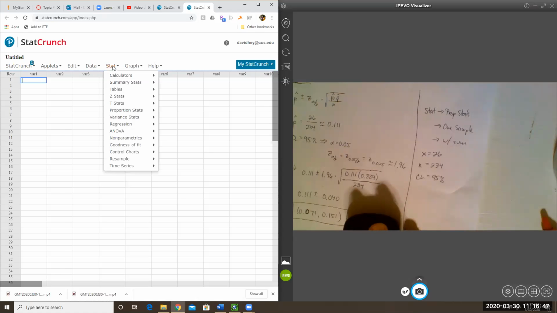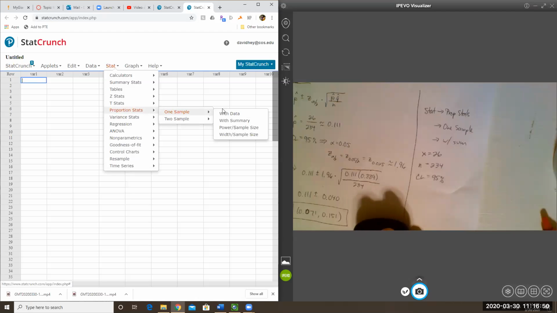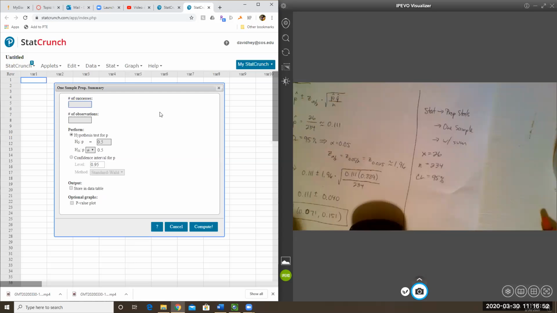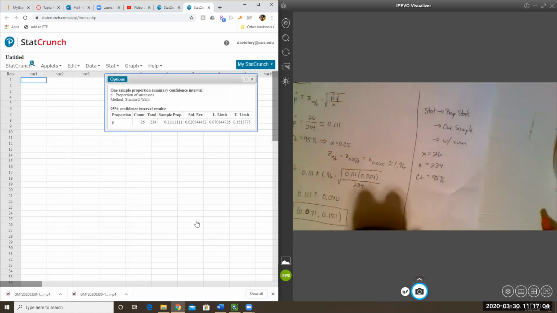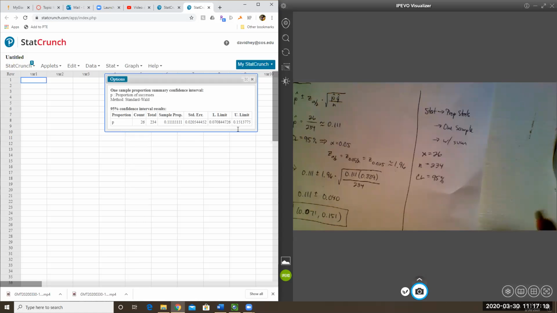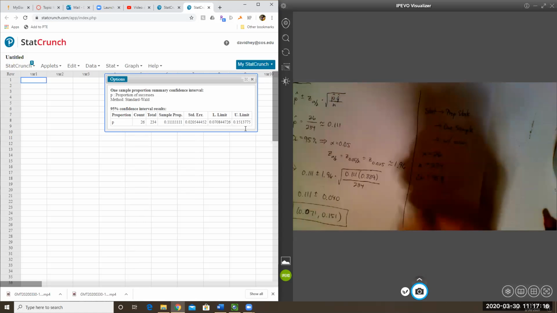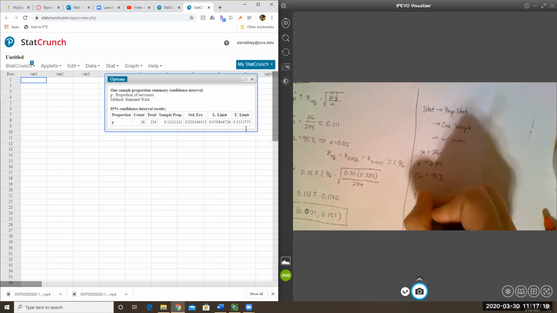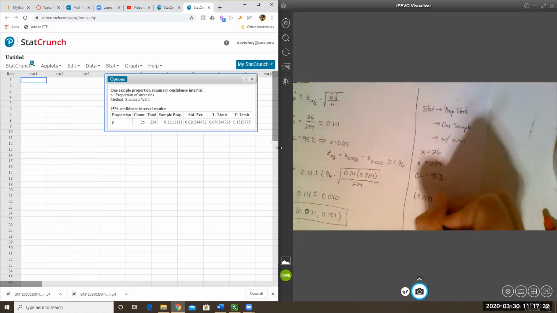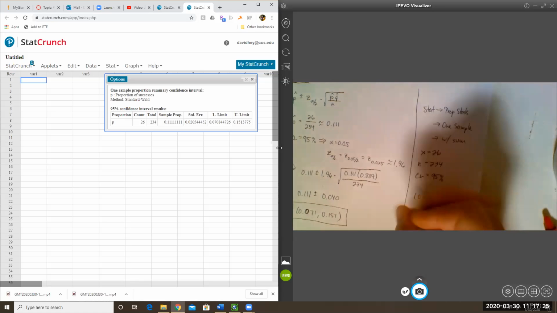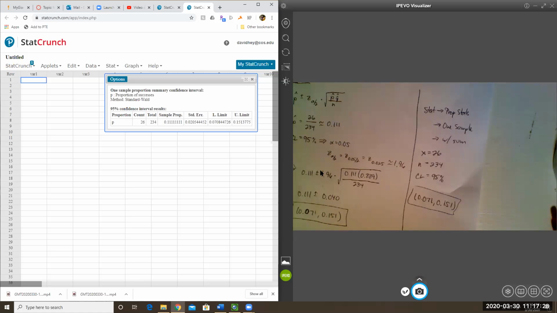So I'm going to go to Stat, Proportion Stats, One Sample, with Summary. We had 26 successes out of 234 observations. We want a 95% confidence level, so I'm not going to change that number. And then we hit Compute. And yeah, we get something pretty close to what we got when we did it by hand. In fact, if we round this to 3 decimal places, it's exactly the same answer: 0.071 and 0.151, just like we got before. Okay, hope that helps.